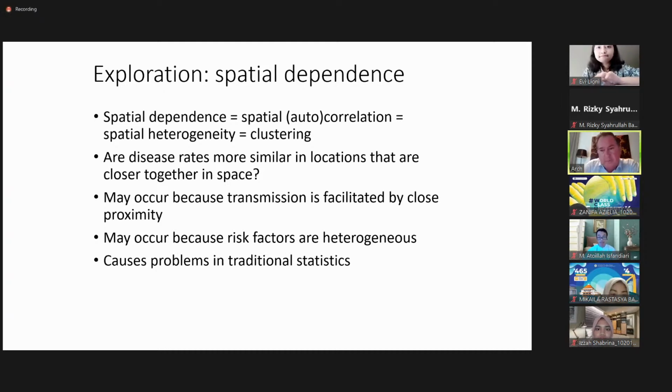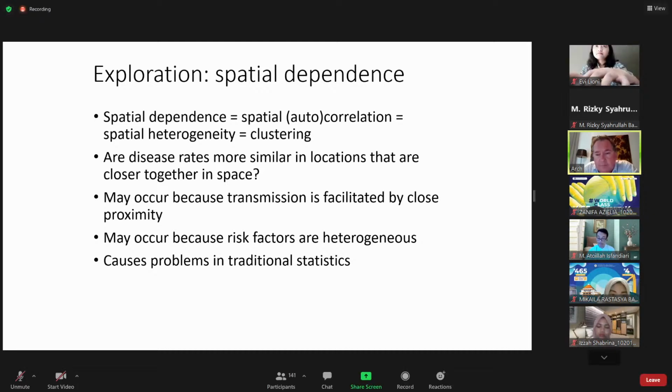And then, of course, in traditional statistics, we have the assumption of independence. And if we have correlation, that's problematic. That violates the assumption of independence. And therefore, if we have correlation in our data set, we have to statistically amend for that correlation.